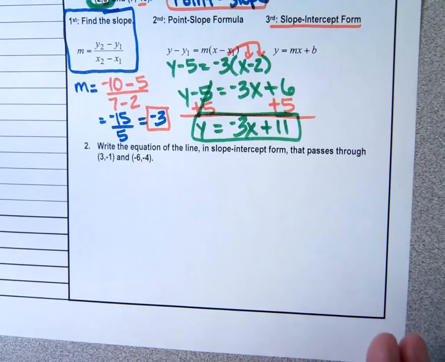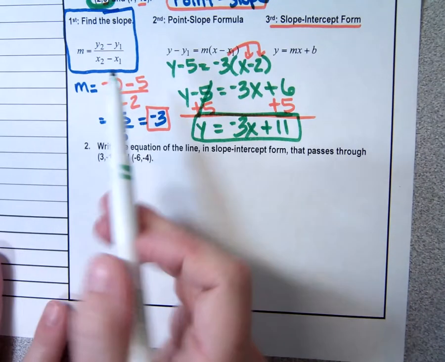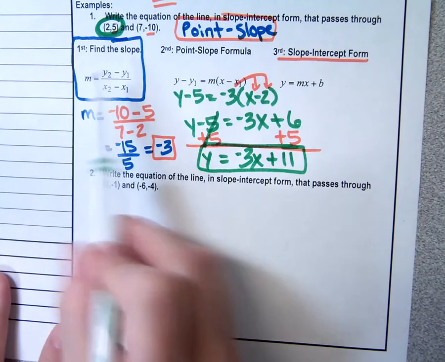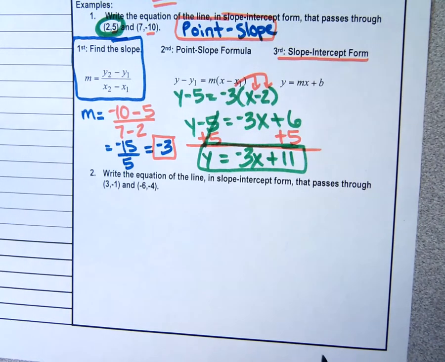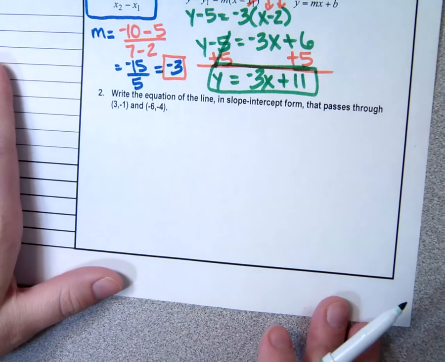Okay, so it's like what we were doing the other day, but with an extra step. We first had to find the slope between the 2 points, and then we did it like how we did it before. All right, let's try some more problems.